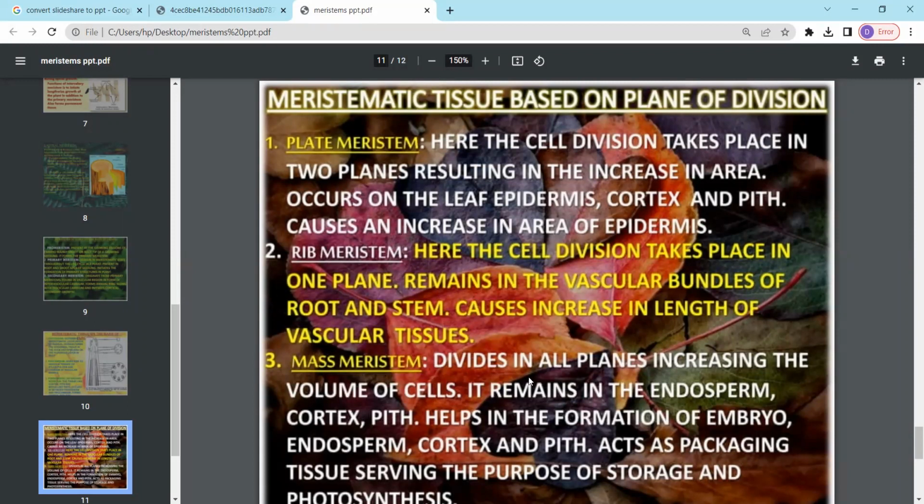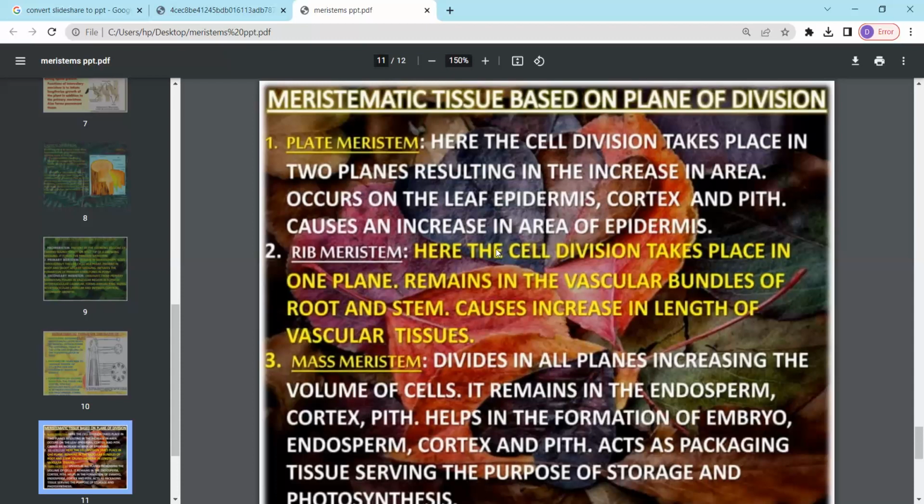Next one is the mass meristem, which divides in all planes and increases the volume of the cells. It remains in the endodermis. Generally mass meristem is present in the endodermis, cortex, and pith region, and helps in the formation of embryo, endosperm, cortex, and pith. It acts as a packaging tissue, serving the purpose of storage and also photosynthesis.